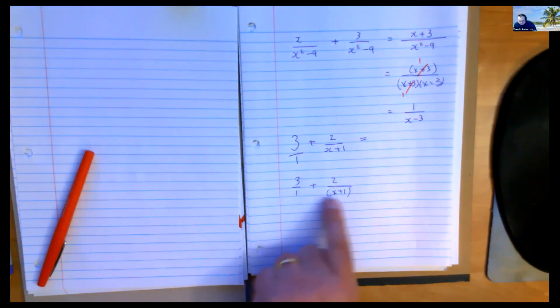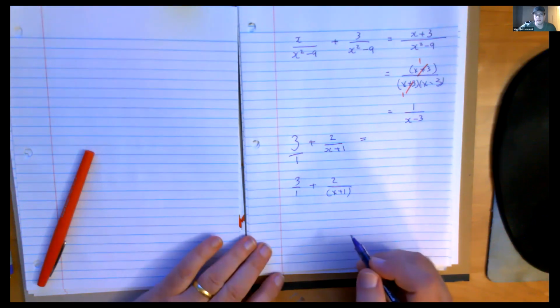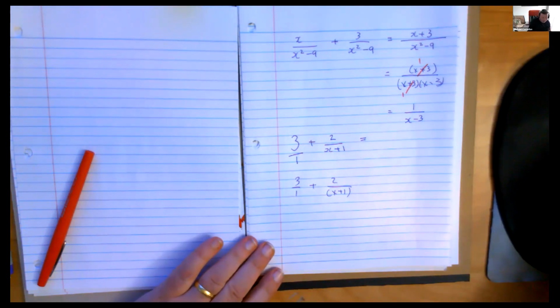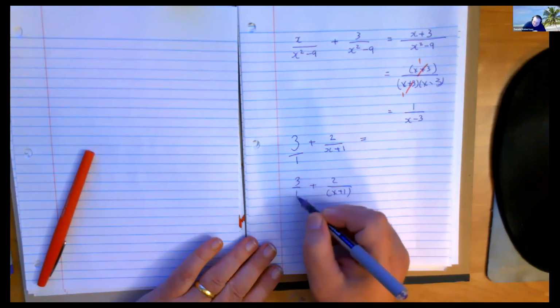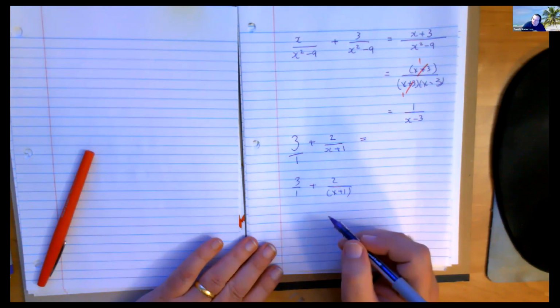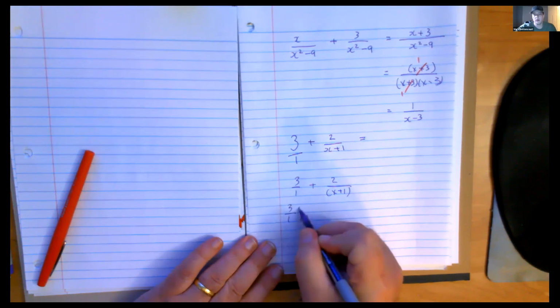Well, doesn't this... Say again? 3 over x. Very quiet. I don't know if it's my sound or your sound, but I couldn't hear what you said. 3 over x. 3 over x? Is that what you said? Multiply them by x plus 1.